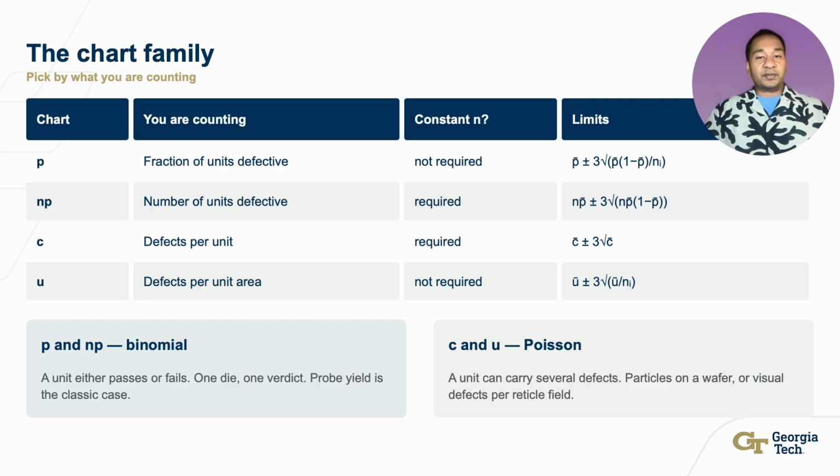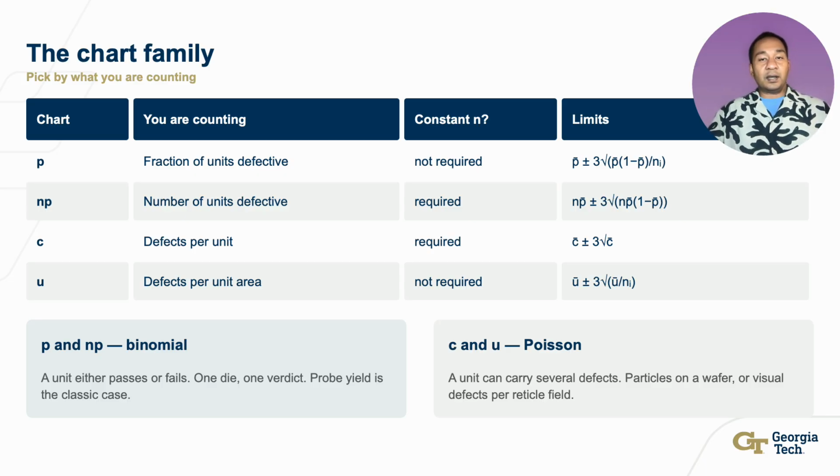C and U are Poisson: a unit that can carry several defects, like particles on a wafer or visual defects per reticle die. A wafer with 4 particles and a wafer with 1 are different, and binomial cannot express that. So the question is, can a unit fail more than once? If no, binomial. If yes, Poisson.